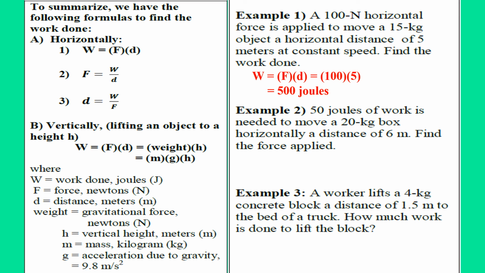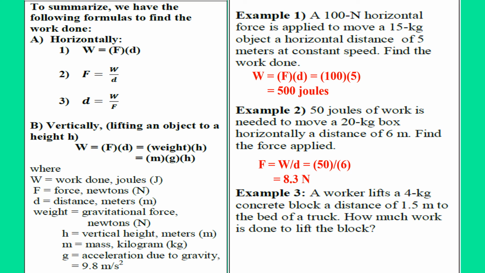Example number 2. 50 joules of work is needed to move a 20 kilogram box horizontally a distance of 6 meters. Find the force applied. Using formula number 2, force is work over D. So work is 50, then divided by 6 equals 8.3 newtons.